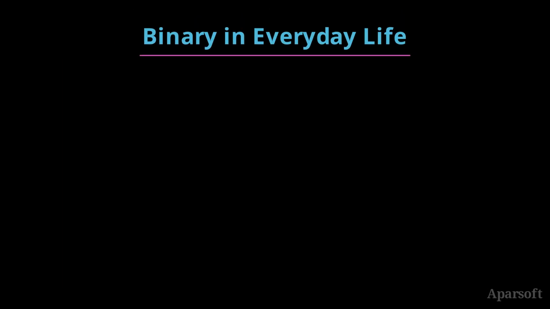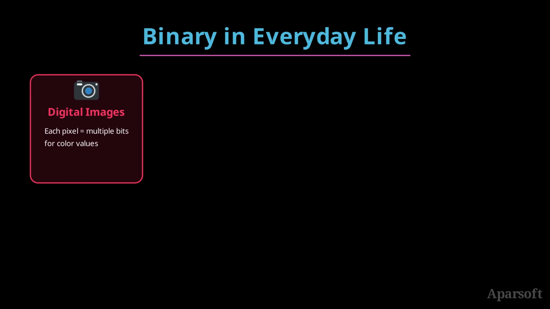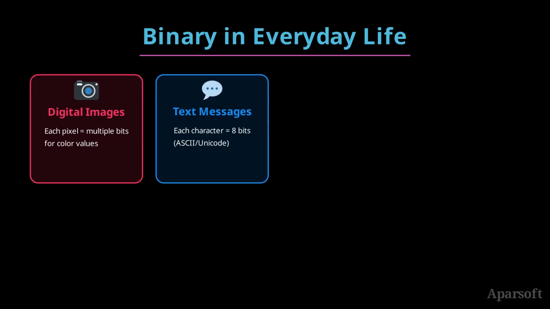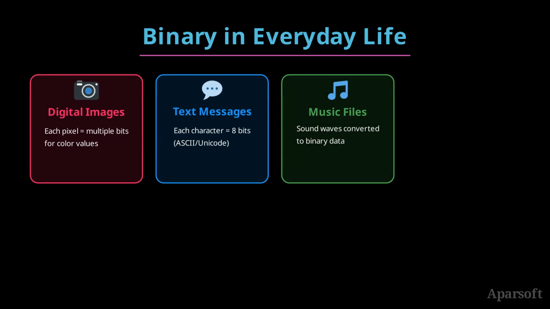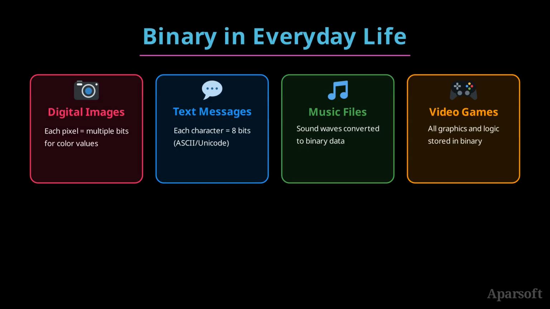You might wonder, where do we actually use binary in real life? The answer is multiple domains. Digital images store each pixel's color as bits. Text messages encode each letter as 8 bits. Music files convert sound waves to binary. And video games store all graphics and logic as binary data.